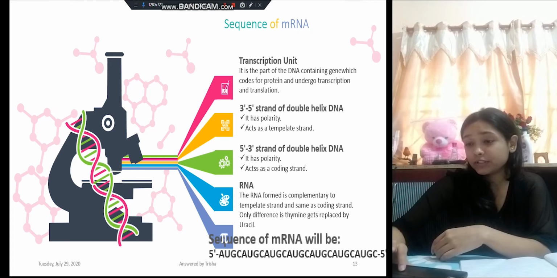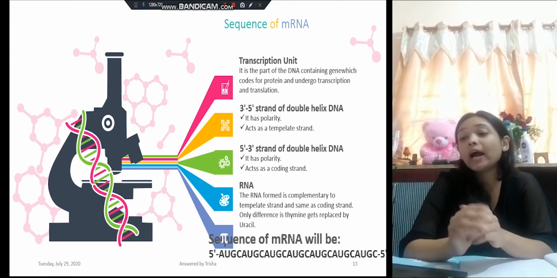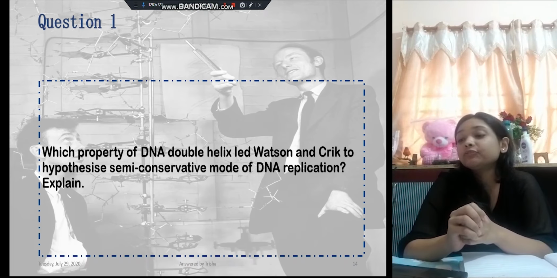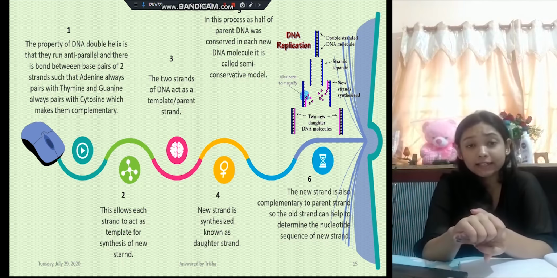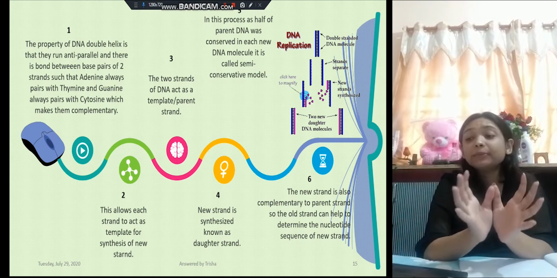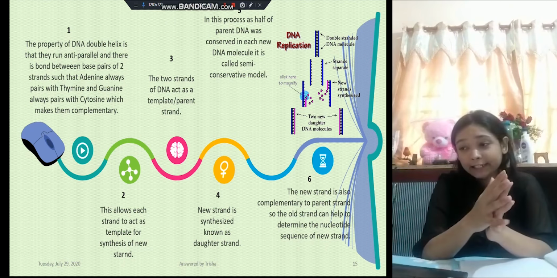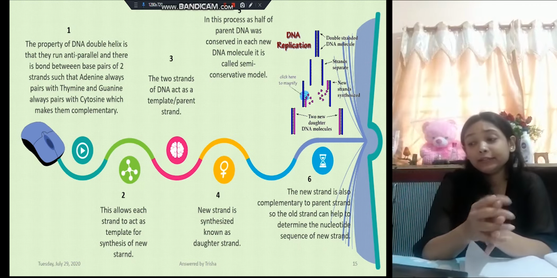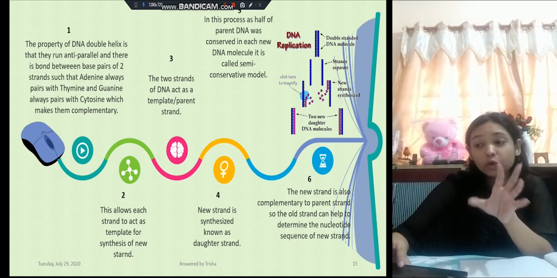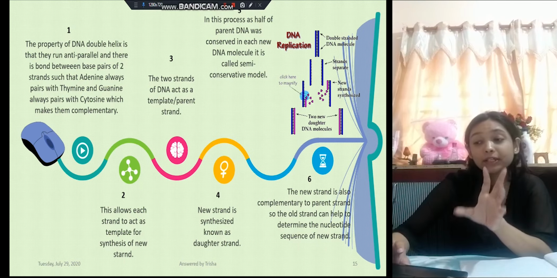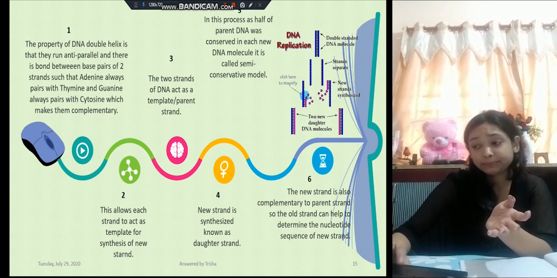Now the last question is: which property of the DNA double helix led Watson and Crick to hypothesize the semi-conservative mode of DNA replication? We know that Watson and Crick gave the hypothesis of the semi-conservative mode of DNA replication. This might seem a big term. First, we need to know which property led Watson and Crick to it, and then I'll tell you what this semi-conservative theory means.